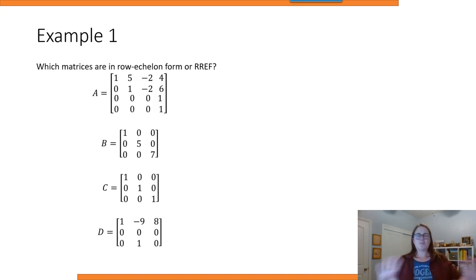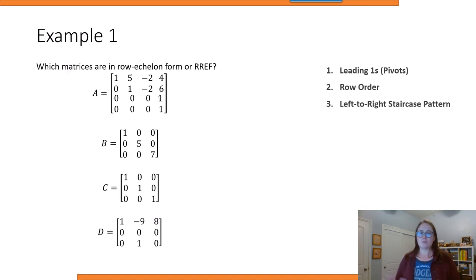Okay, so let's just make sure we got this down by looking at a few examples. So here I have 4 matrices, all with a bunch of zeros in them. We want to see, are they in row echelon form, or are they in reduced row echelon form, or maybe neither? Okay, so just a reminder, for the row echelon form, we'll start there. We need the leading ones. We need the row order to be correct, where the 0 rows are at the bottom. And we need that left to right staircase.